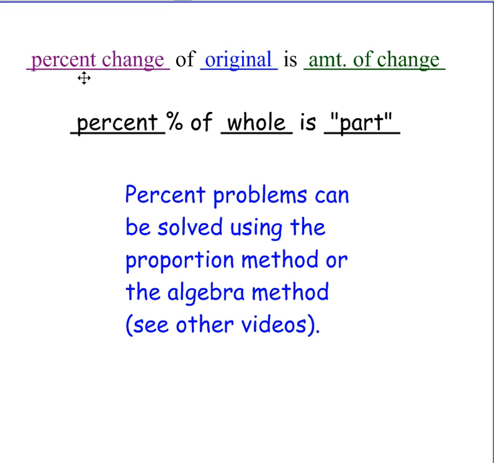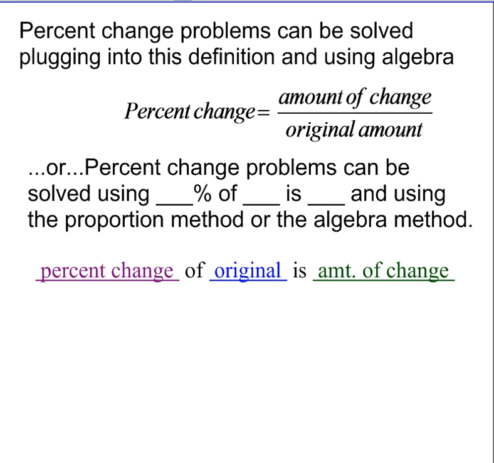You'll notice that this form, blank percent of blank, is similar to what we've seen on previous videos. Percent of whole is a quote-unquote part. These percent problems can be solved using either the proportion method or the algebra method, which is described in previous videos. So we have two methods here that are both useful. The percent change equals amount of change divided by original amount method, or the blank percent of original is equal to the amount of change.